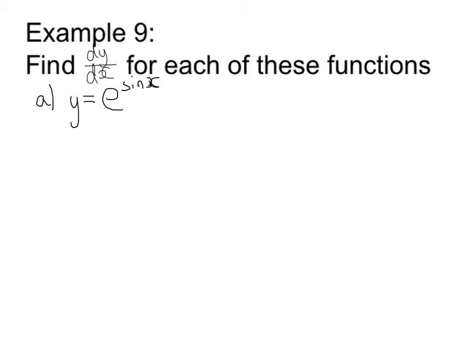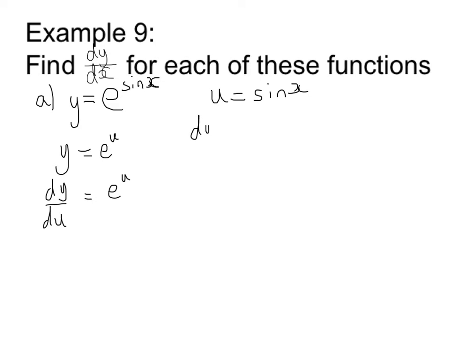Now we're going to use the chain rule here, and we're going to place u as sine x. So what that means is y is just e to the u. Now if we differentiate these, dy by du is just e to the u, because we found that if we differentiate the exponential function, we get itself. And if we differentiate u with respect to x, if we remember, the differential of sine is cos.